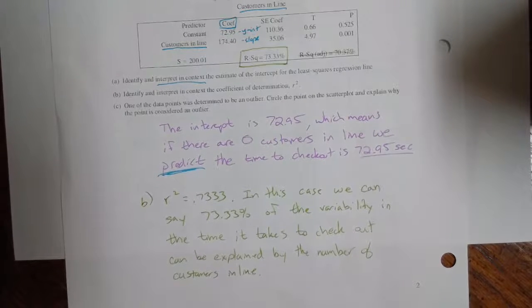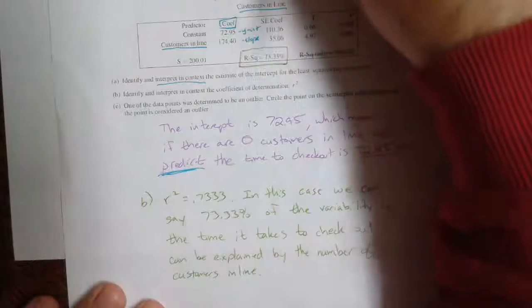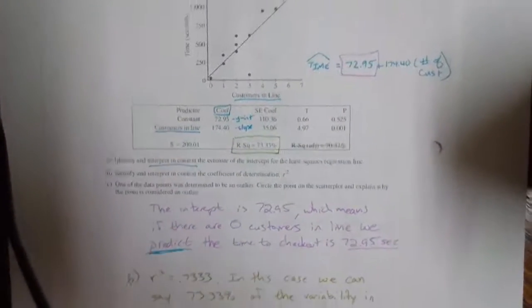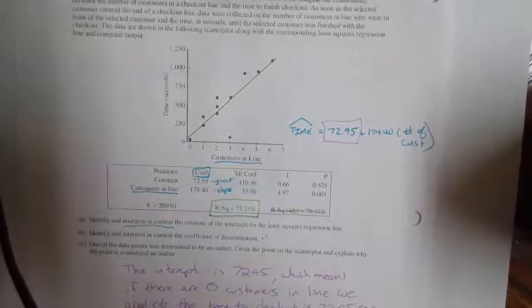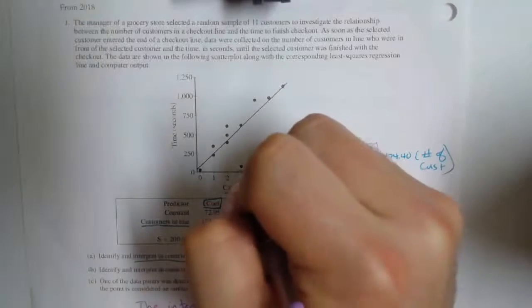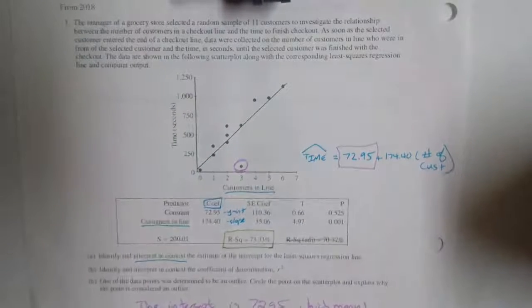And then the last part is really just identifying what an outlier is. So it says one of the data points was determined to be an outlier, circle it, and then explain why it's an outlier. The thing about bivariate data with outliers, sometimes it can be confusing, is, I don't think this one's very difficult to find the outlier, but maybe explaining why it's an outlier is really important. So you'll notice this dot here that's pretty far below the line, and that's what makes this an outlier.